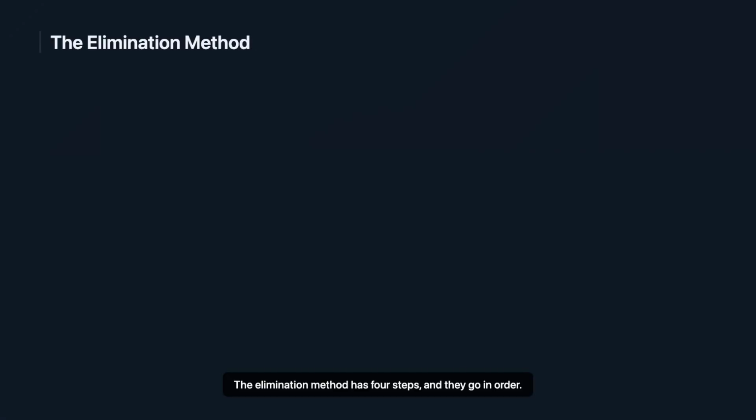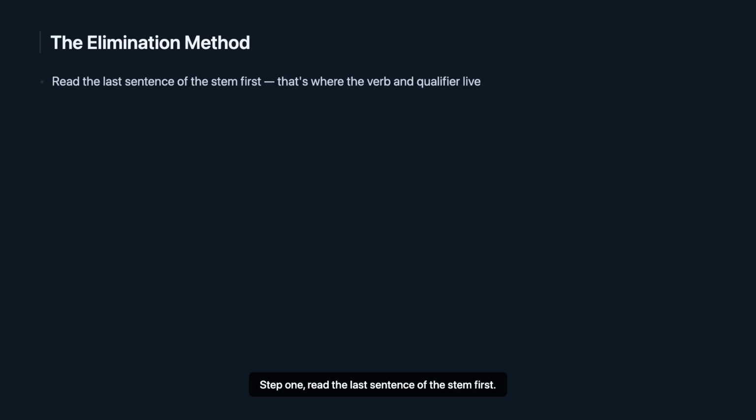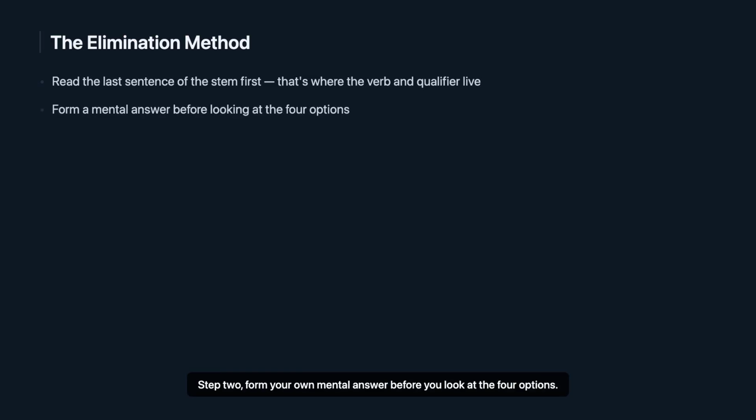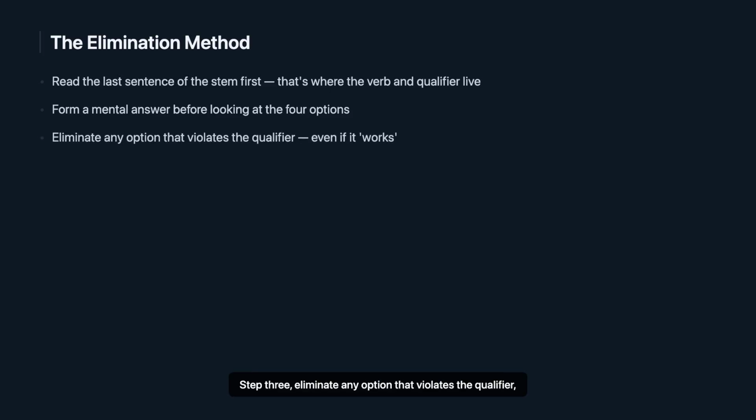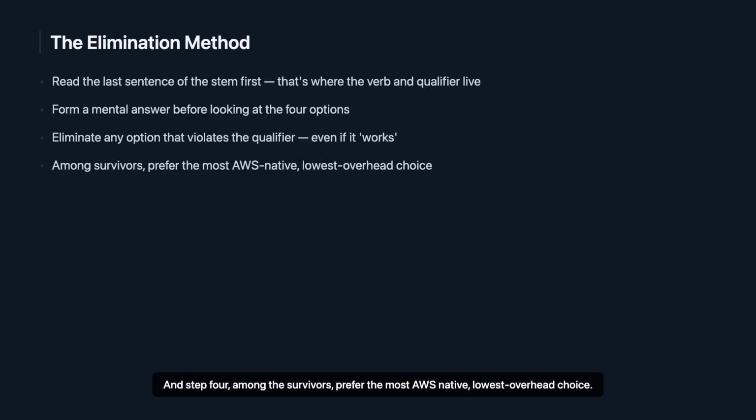The elimination method has 4 steps and they go in order. Step 1, read the last sentence of the stem first. That's where the verb lives: choose, configure, design, and that's where the qualifier hides. Step 2, form your own mental answer before you look at the 4 options. This prevents the distractors from planting doubt. Step 3, eliminate any option that violates the qualifier, even if that option would technically work. And step 4, among the survivors, prefer the most Amazon Web Services native lowest overhead choice.